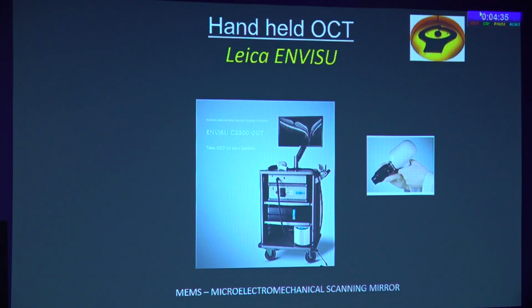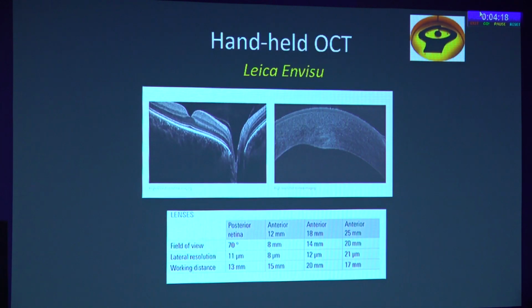The handheld OCT is actually not new to us, but anyway, it has been available with Leica Envisu. The handheld probe weighs only 1.5 kg. This is possible by using the micro electromechanical scanning mirror called the MEMS, and it has a 1.3 meter flexible cable. So this can be used in the ICU or in a pediatric setup, and this gives an image that is on par with the conventional OCT.